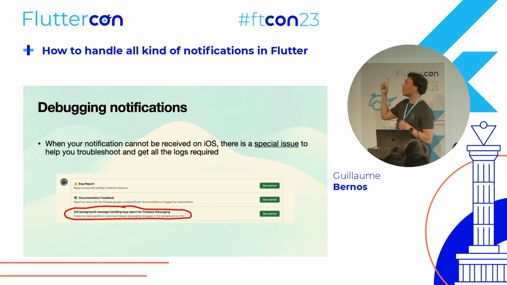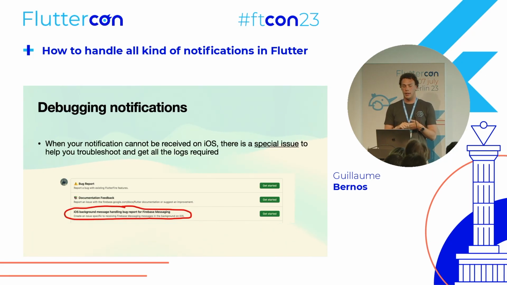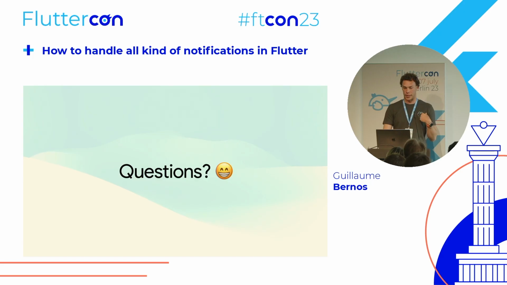And if you are following this issue tracker, it will help you debug everything, getting proper logs for each of your notifications, ensuring that you have all the correct things properly enabled in your Xcode project. And with that, you should be able to have properly working notifications for all your projects.